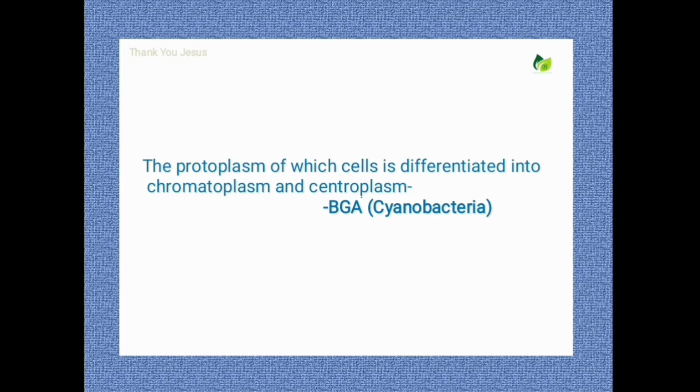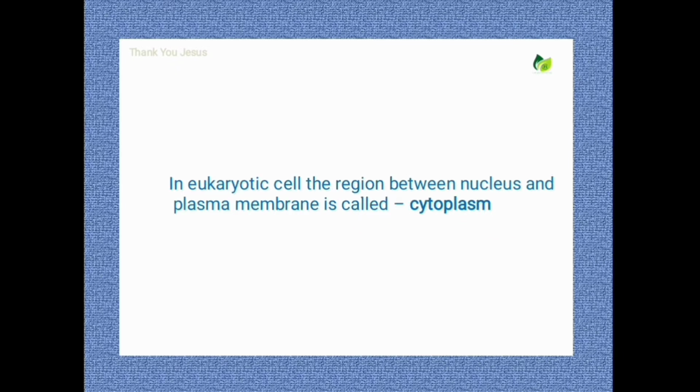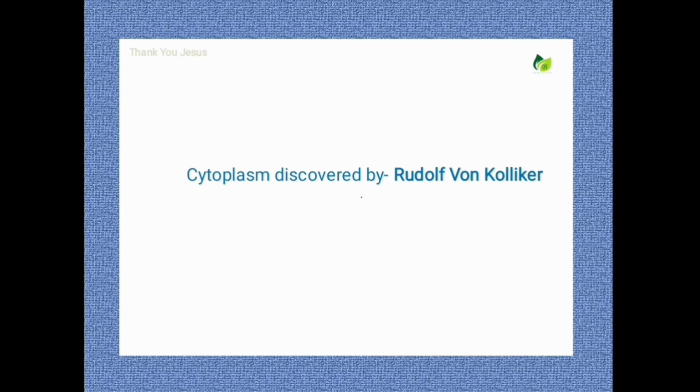Let's go to another question. In a eukaryotic cell, the region between the nucleus and plasma membrane is called, answer is cytoplasm. Let's see the next question. Cytoplasm was discovered by, the answer is Rudolf von Kolliker.